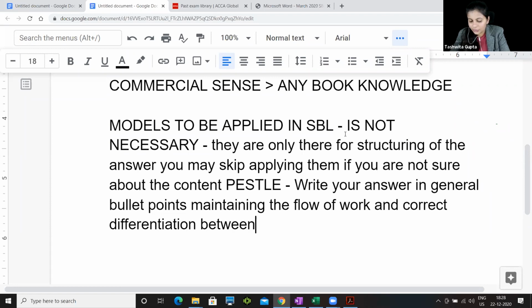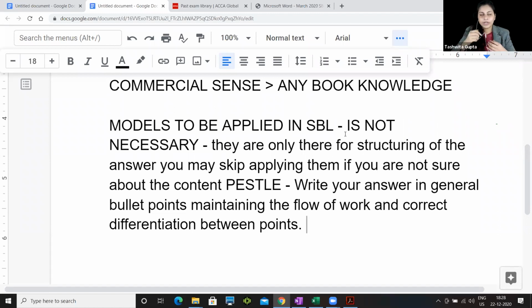Right? So this is what I have to do. I have to maintain my flow. I have to maintain my rationale, my logic, and I will have to correctly differentiate between 2 points. That is basically what we can do as a substitute for applying the models. So that I will discuss with you when we will be solving the kit.